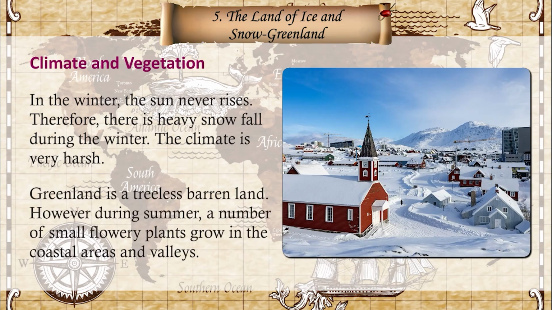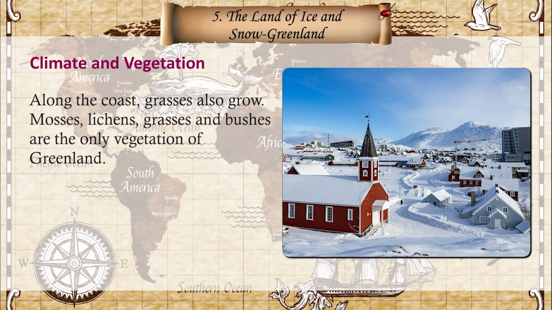Greenland is a treeless, barren land. However, during summer, a number of small flowery plants grow in the coastal areas and valleys. Along the coast, grasses also grow. Mosses, lichens, grasses and bushes are the only vegetation of Greenland.